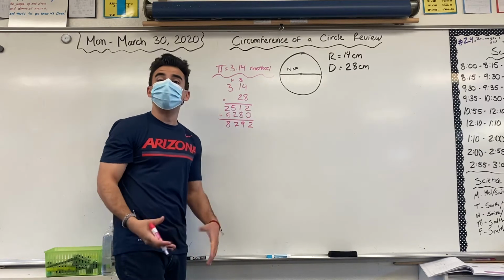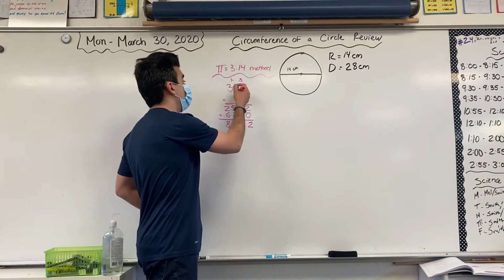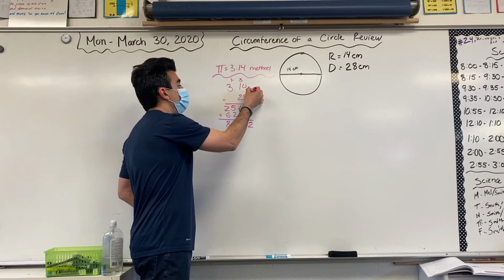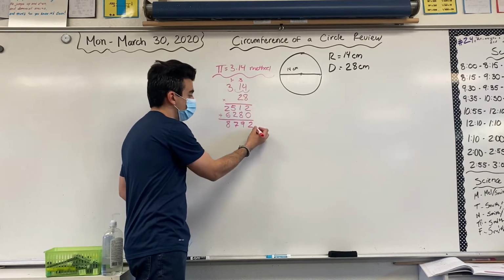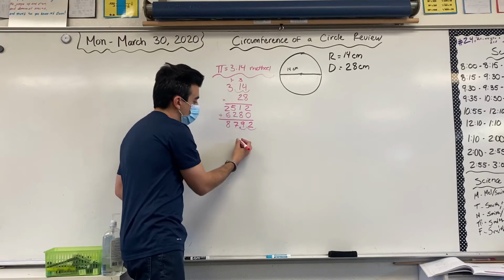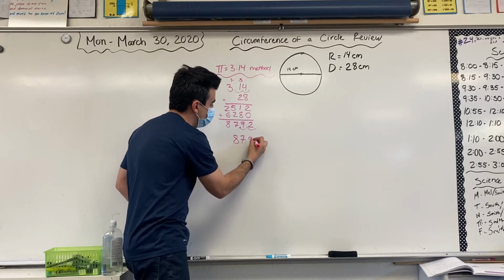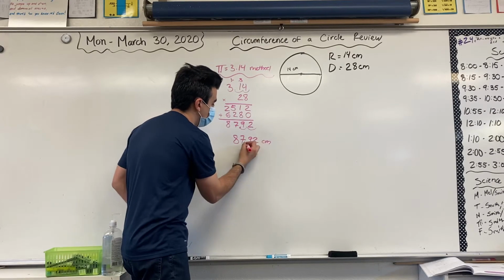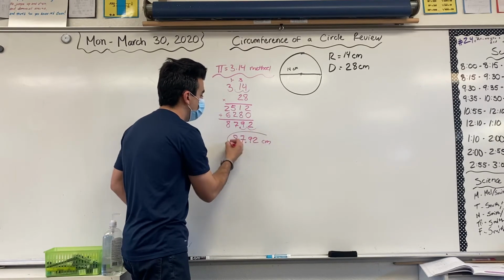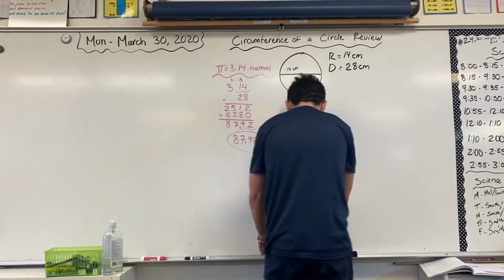Now, I'm not quite finished yet because I got to remember my decimal point at the beginning with 3.14. I went 2 decimal places, so I'm going to do the same below. 1, 2. And my answer is approximately 87.92 centimeters as the circumference. And that is the answer for the pi method. Now, let's bring it over here.